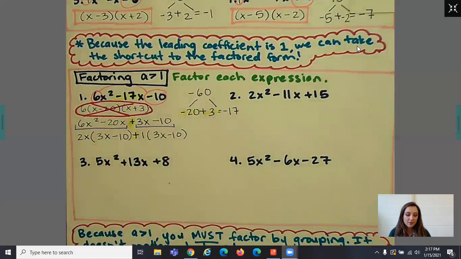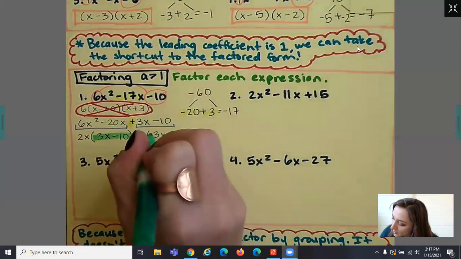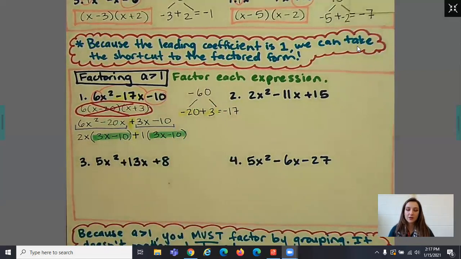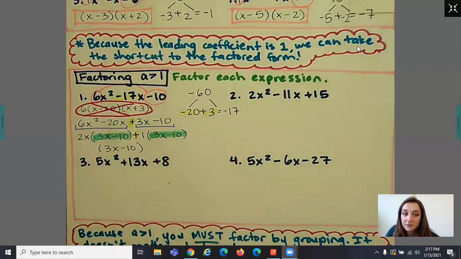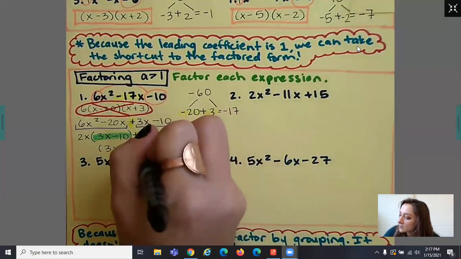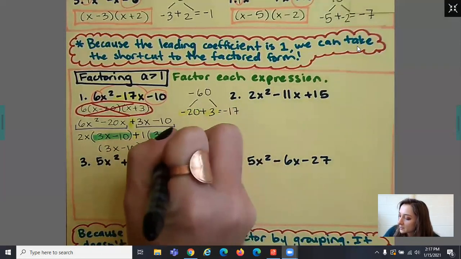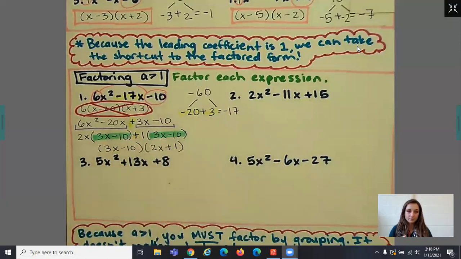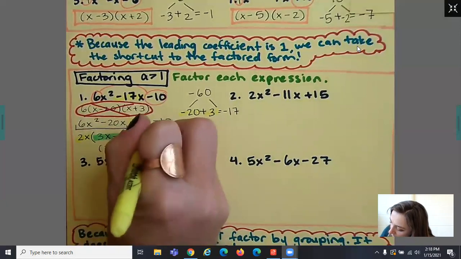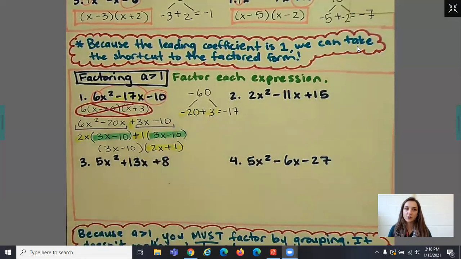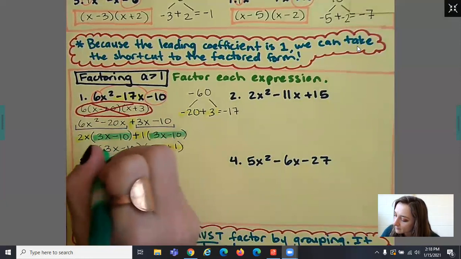You know that you did these problems correctly if you get the same thing inside of the parentheses. So we got 3x minus 10 in both of the parentheses. That means that we did this problem correctly. And that is one of your factors. So one of your factors is 3x minus 10. And your other factor is just the other 2 numbers that you see here. So it's going to be 2x plus 1. Okay, so we had 2x plus 1. And we also had 3x minus 10.